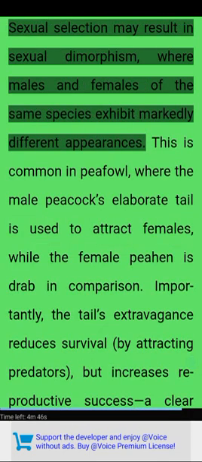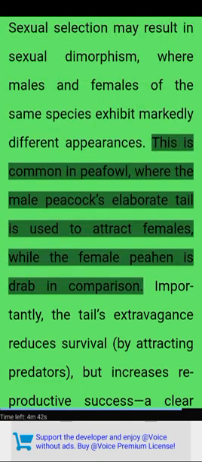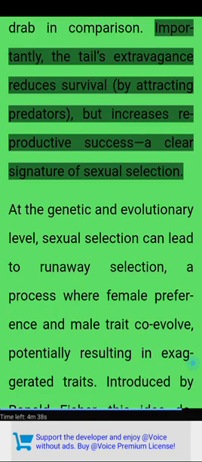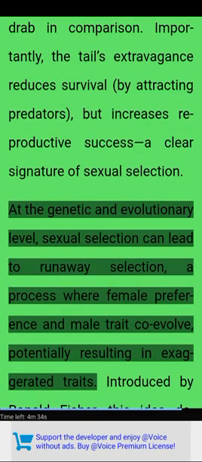Sexual selection may result in sexual dimorphism, where males and females of the same species exhibit markedly different appearances. This is common in peafowl, where the male peacock's elaborate tail is used to attract females, while the female peahen is drab in comparison. Importantly, the tail's extravagance reduces survival by attracting predators but increases reproductive success, a clear signature of sexual selection. At the genetic and evolutionary level, sexual selection can lead to runaway selection, a process where female preference and male trait co-evolve, potentially resulting in exaggerated traits.